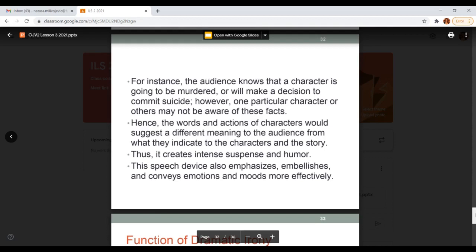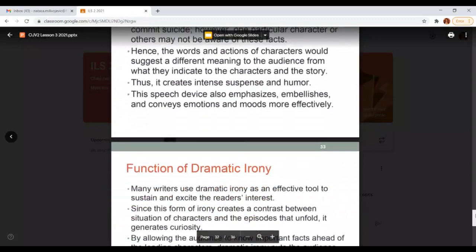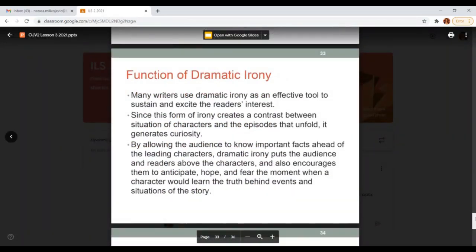And this speech device also emphasizes, embellishes, and conveys emotions and moods more effectively, and also includes the audience in the story more actively. When it comes to the functions, many writers use this as an effective tool to sustain and excite the reader's interest, to grip again the attention of the reader. And since this form of irony creates a contrast between the situation of characters and the episodes that unfold, it generates curiosity, hopefully, if it's done successfully, of course.